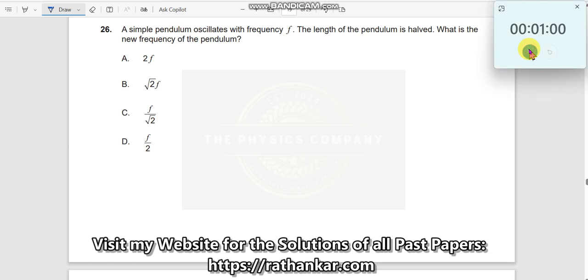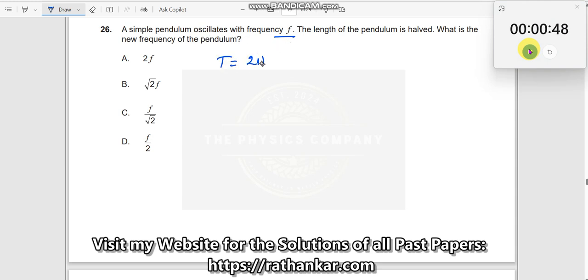Question number 26. A simple pendulum oscillates with the frequency f. Length of the pendulum is halved. Okay, first what we will do is, before reading it, let us find out what is the time period of oscillation. Simple question. T is equal to 2 pi into square root of L by G is the time period.